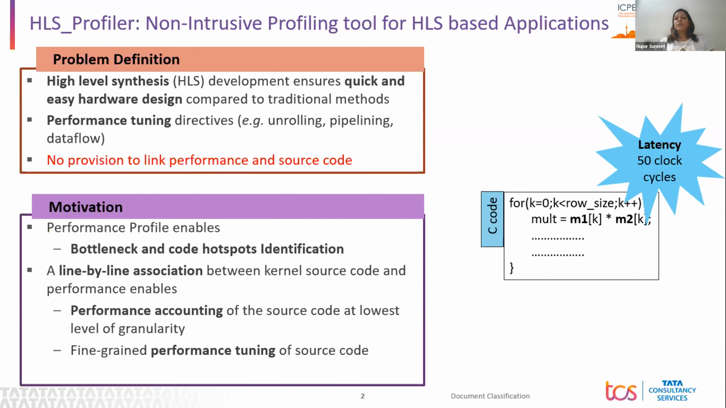A line-by-line association between the kernel code and performance can be used for fine-grained performance tuning of the source code. The concept of line-by-line association is not new, and its use is seen in software profiling tools such as gprof. But an equivalent profiling tool for HLS-based applications is not available, though it is highly desirable.